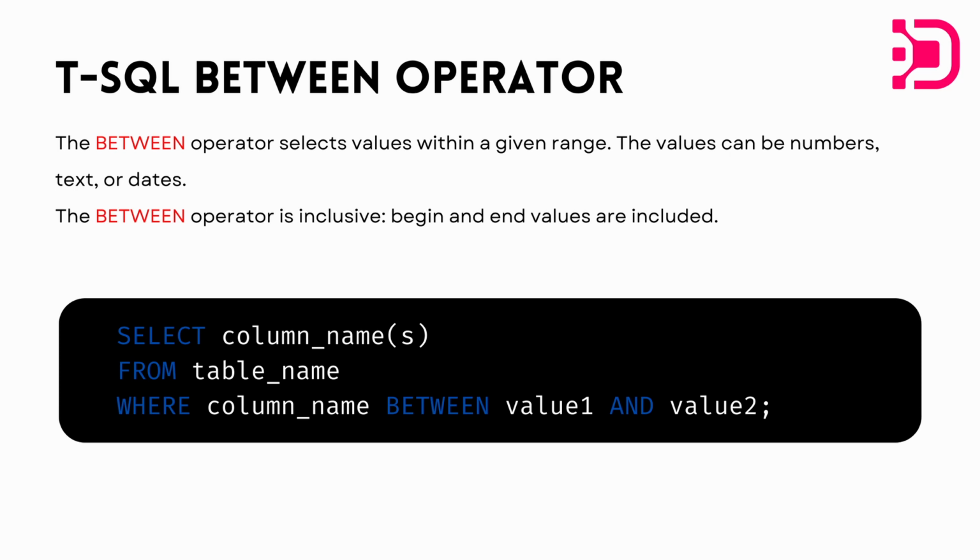So that's the syntax we've got here. You SELECT column name FROM table name, then WHERE, specify the column name you want to filter the data on, then write the BETWEEN keyword, and then value 1 AND value 2. Value 1 and value 2 are the lower and upper limits of the range within which you want to find the data. It's important to know that value 1 and value 2 will be included, because BETWEEN is an inclusive operator, as I mentioned before. So let's dive into the demo and set up the environment.